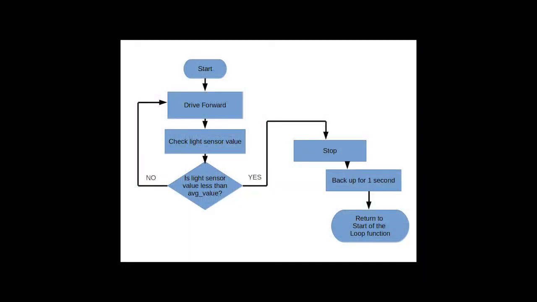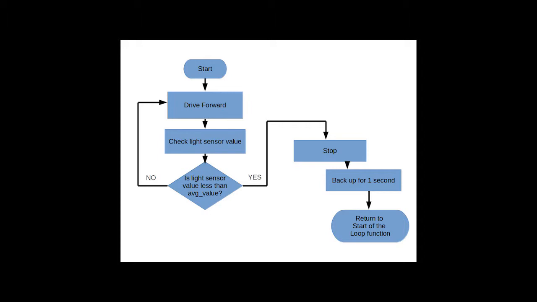So as in the previous flowcharts that we worked with, we'll start with a diamond for start, and then rather than stop at the bottom of the page, we'll have a return to the start of the loop function diamond as well. As in the basic time motion code, first drive forward, and then we're going to add in a new command. We're going to check the light sensor value. Your instructor and your peer mentors will be able to help you with this in class. Then we'll come to the third diamond in the flowchart.